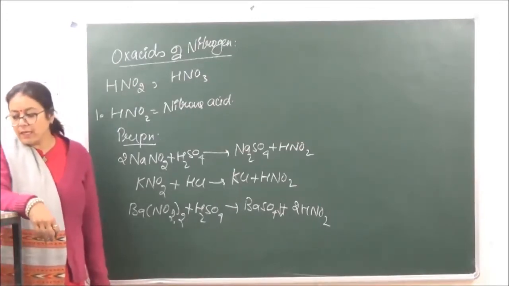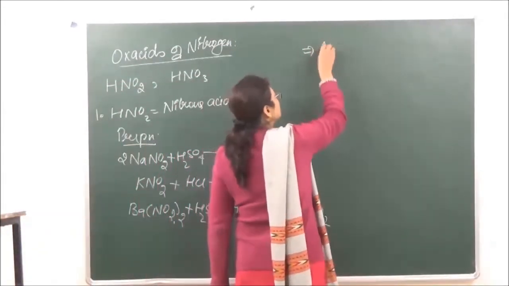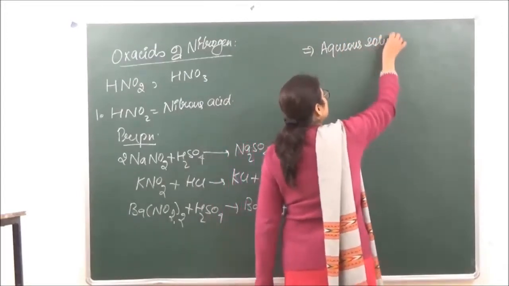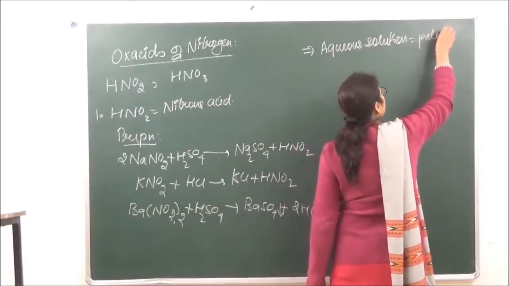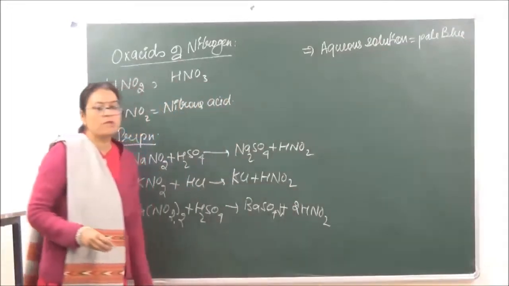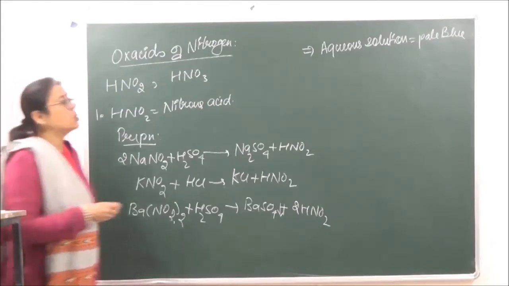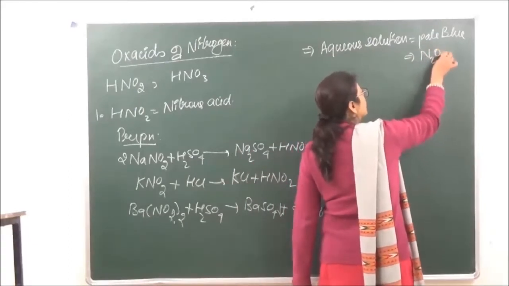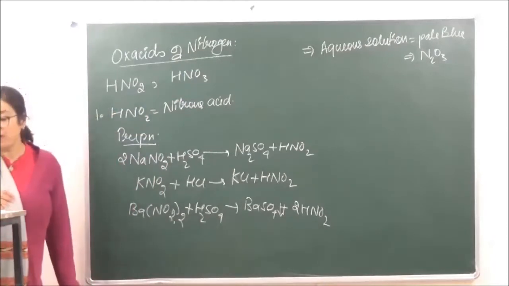When we are looking at the properties, it is seen that the aqueous solution of HNO2 is pale blue in color. This is because of the presence of nitrogen trioxide, as a result of which it gives a pale blue color.